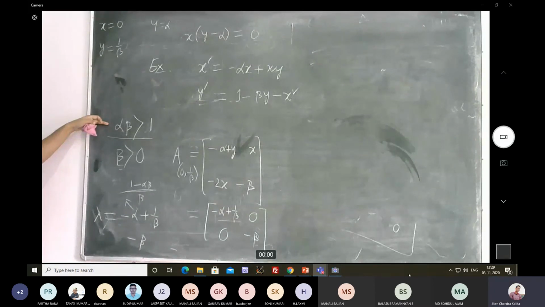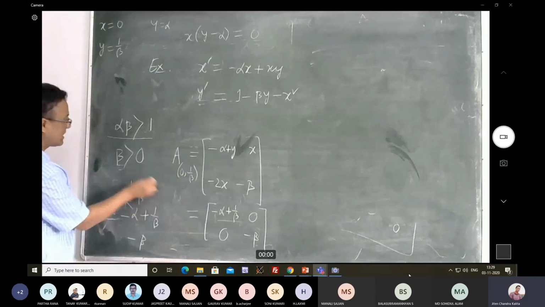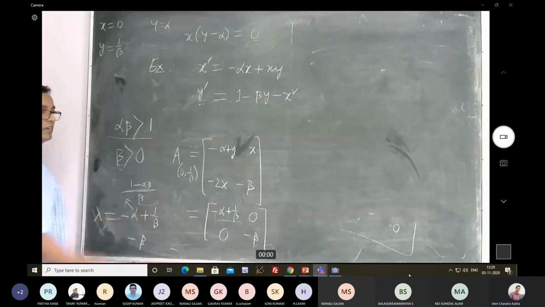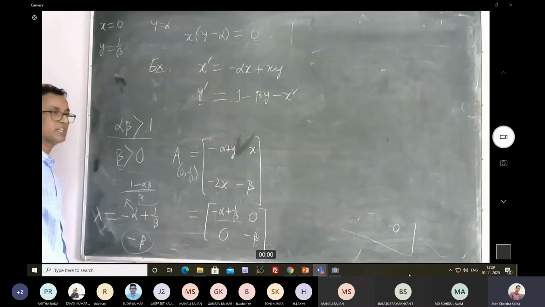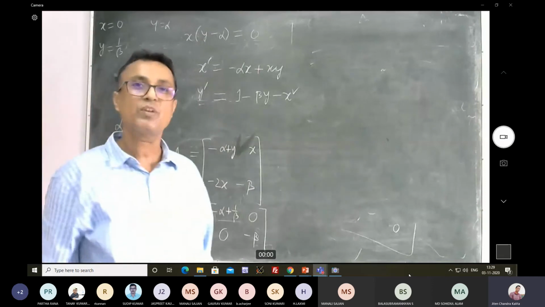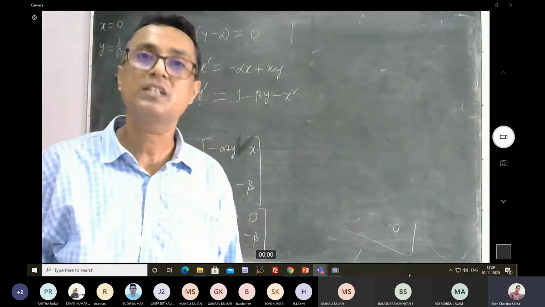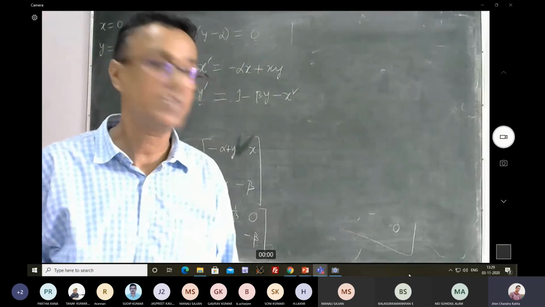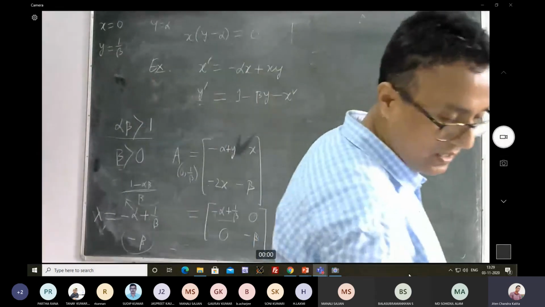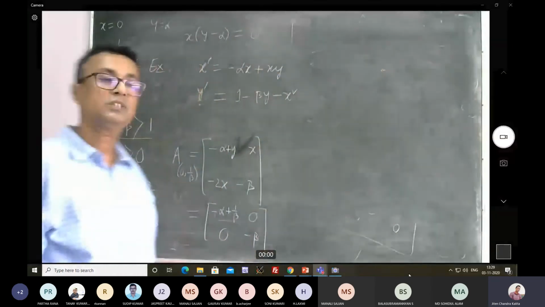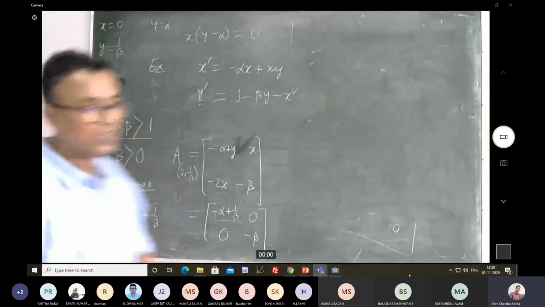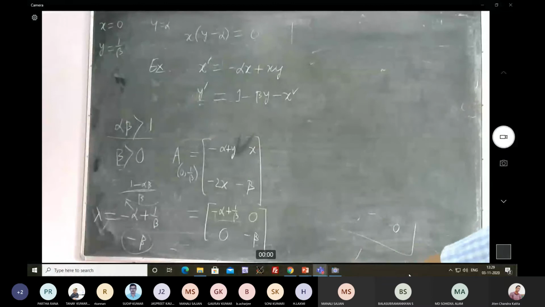Right? Fine. So that means if beta is greater than 0, definitely this is going to be negative. Fine? Okay? And beta greater than 0 already makes minus beta negative. Right? So in either way, we are going to get a negative eigenvalue. So that is why we are done. This critical point is stable when beta is greater than 0. Okay? Fine.